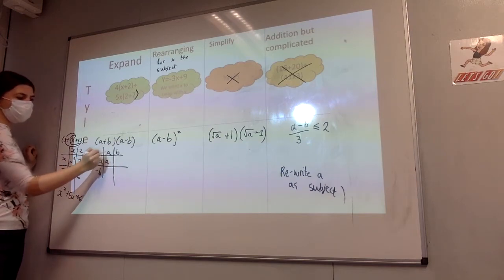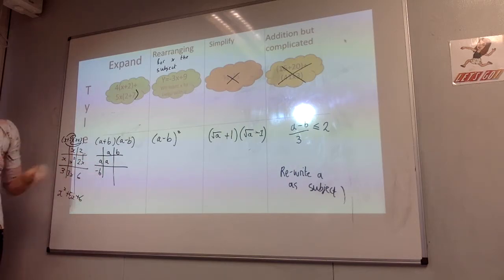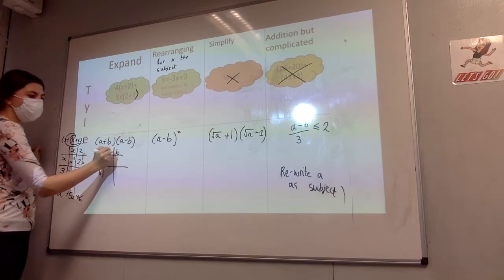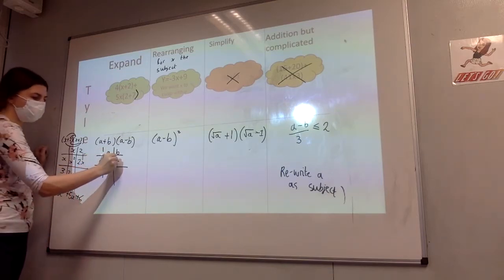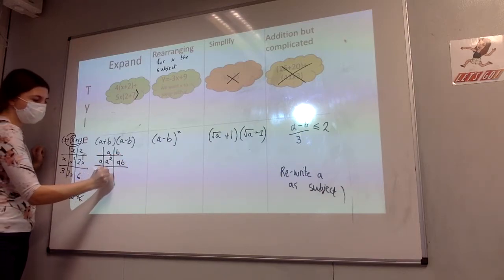So A times A, that becomes A. Can you put on your fingers what power you think that becomes? Excellent. A to the power of 2. A times B, nice and easy. That's going to be AB. A times minus B, minus AB.